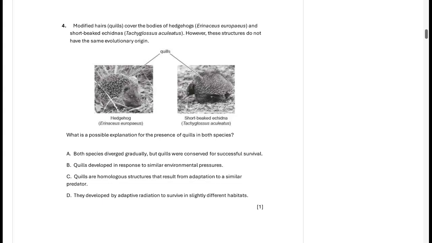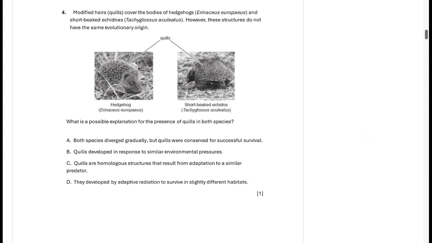Question number 4, although it is number 5 obviously, sorry about that, is about hedgehogs and echidnas. So they don't have the same evolutionary origin. So we've got the same feature evolving from a non-common ancestor. Okay, so that would be analogous evolution. So what we're looking for then is that they've evolved as a result of needing to be adapted to the same, similar conditions, although separately.